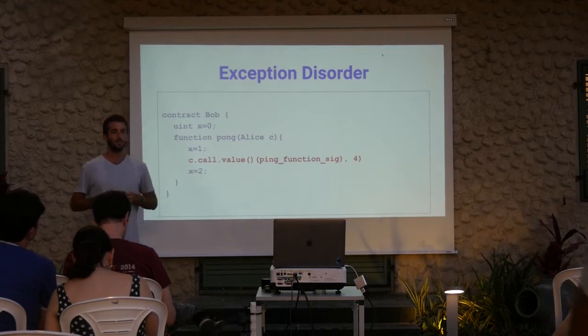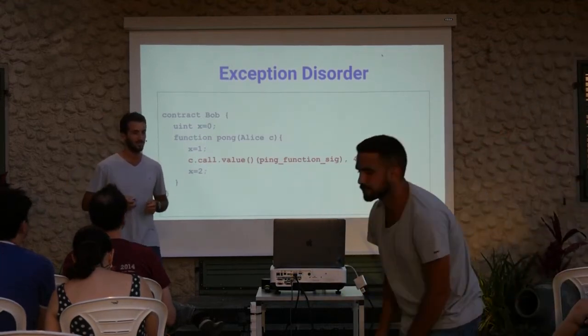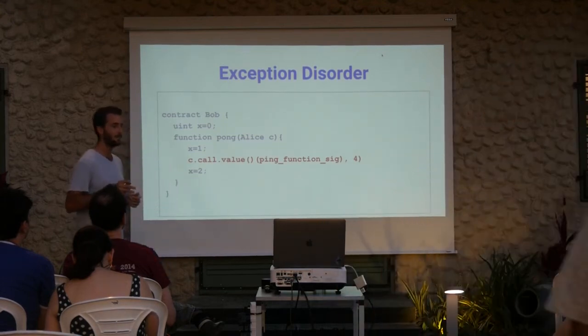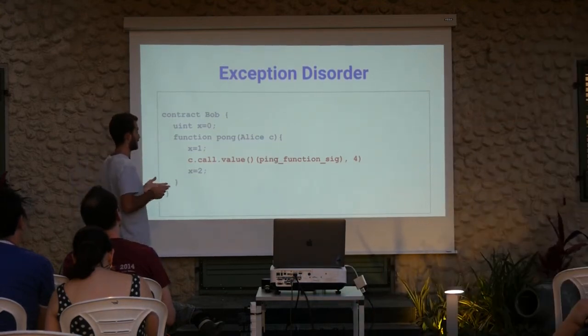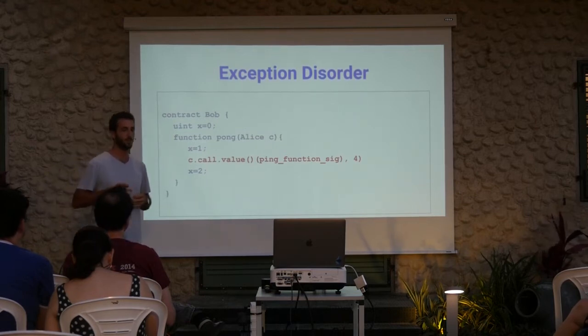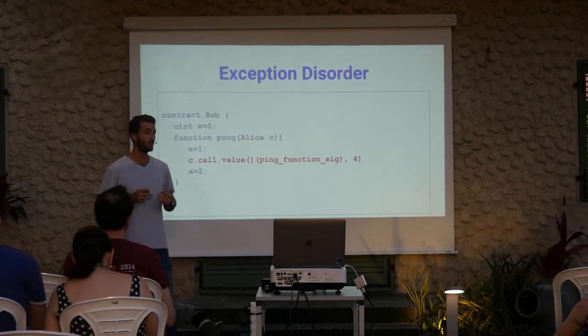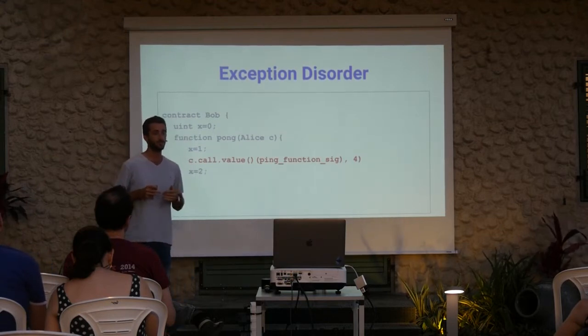However, if we use call or delegate call, and the Alice ping function raises an error, we will not have a rollback. This call will return false, and x will be equal to 2.